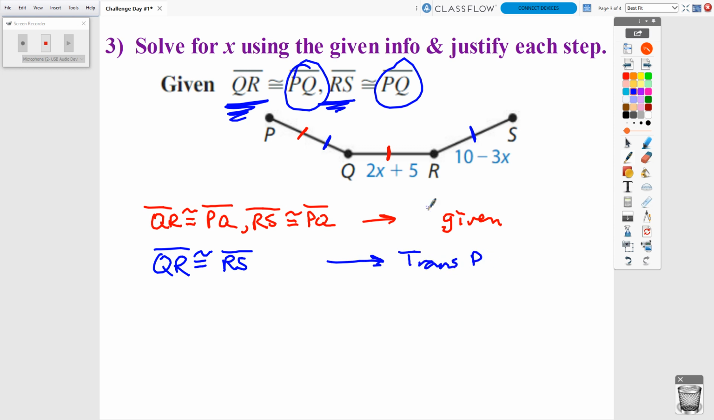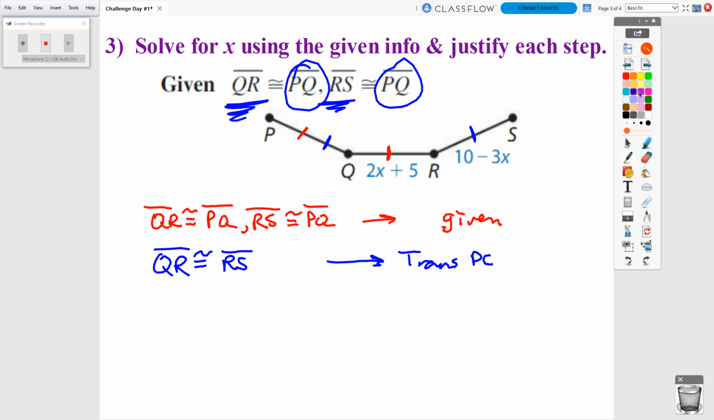Now here's the deal. I've been using congruent symbols all this way, so technically this is the transitive property of congruency. Now, the only time I would let you use transitive property of equality is if you had already converted all of these congruent signs to equal signs. That's the only time you could then say transitive property of equality.